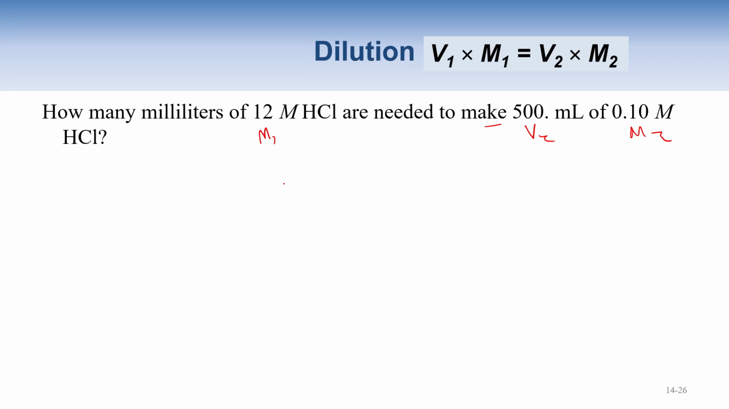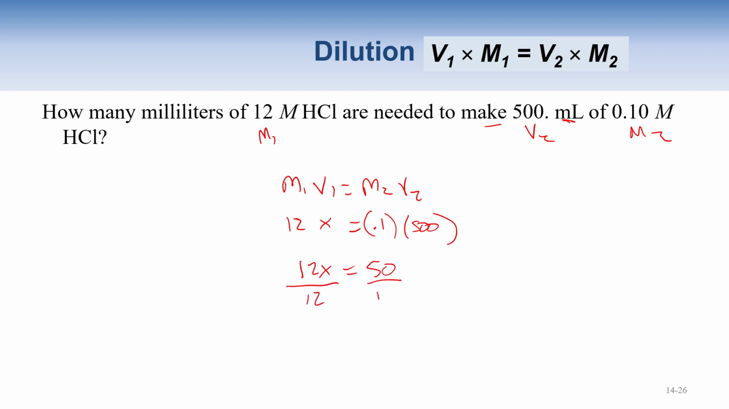All right, it's M1 V1 equals M2 V2. So 12 X equals 0.1 times 500. Now the units don't matter as long as they match, so we can use milliliters in this problem just fine. So 0.1 times 500 gives us 50. So we have 12x equals 50. Now to isolate the x, we're going to divide by 12 on both sides.